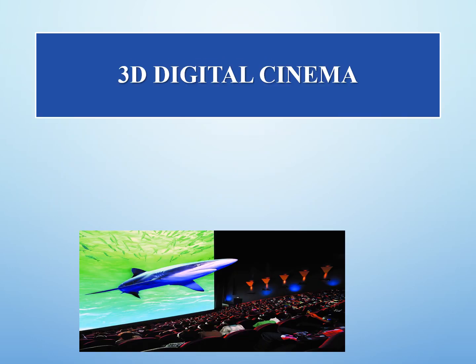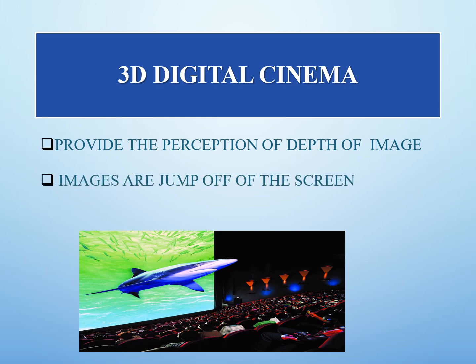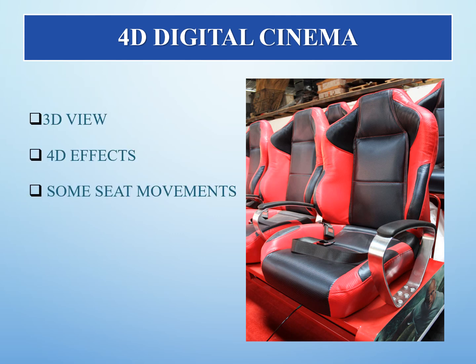Now let us see what is 3D digital cinema. Here, it provides the perception of depth of image. Images jump off the screen. High switching speed. 4D digital cinema: 3D view, 4D effects, some seat movements.